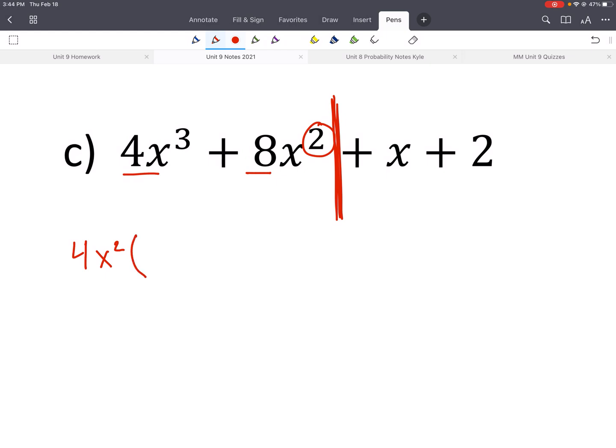Then we need to write down what's left behind. So we'll divide everything by 4x squared. The 4's would cancel. If we had 3 and we take away 2, that leaves us with 1. And 8 divided by 4 is 2. And if we have 2 x's and we take away 2, then there's none left. So they just cancel out. Now we'll do the right side.